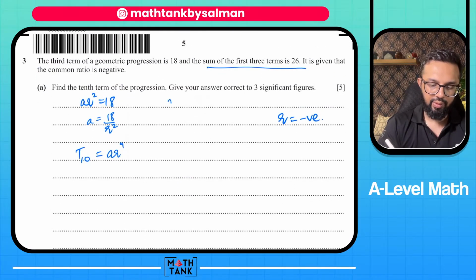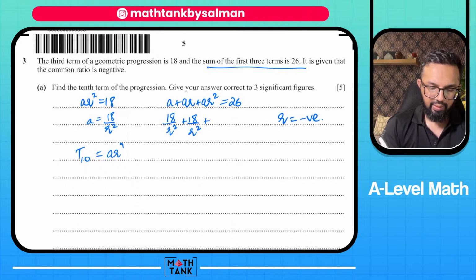And the sum of the first three terms. So A plus AR plus AR square equals 26. Okay, so A is 18 over R squared, plus 18 over R, plus 18. I'm just trying out a different way. Just wondering if this is going to work or not. Okay, I think this one might work.